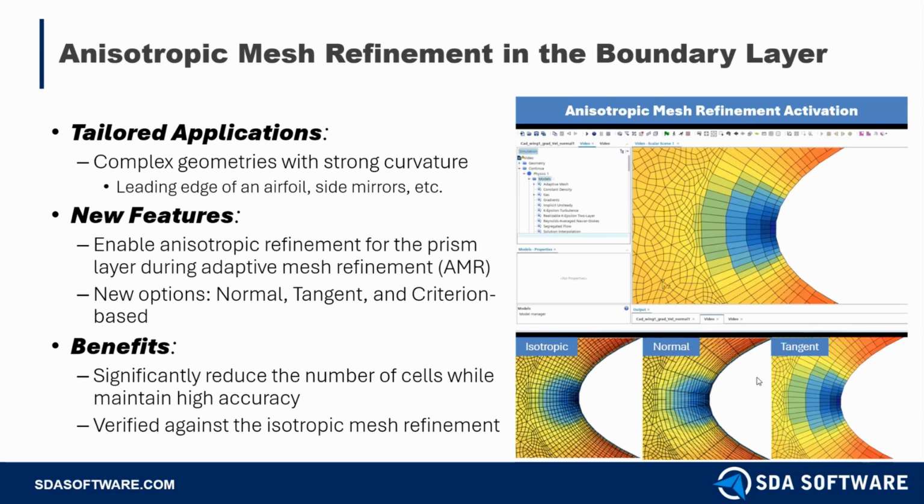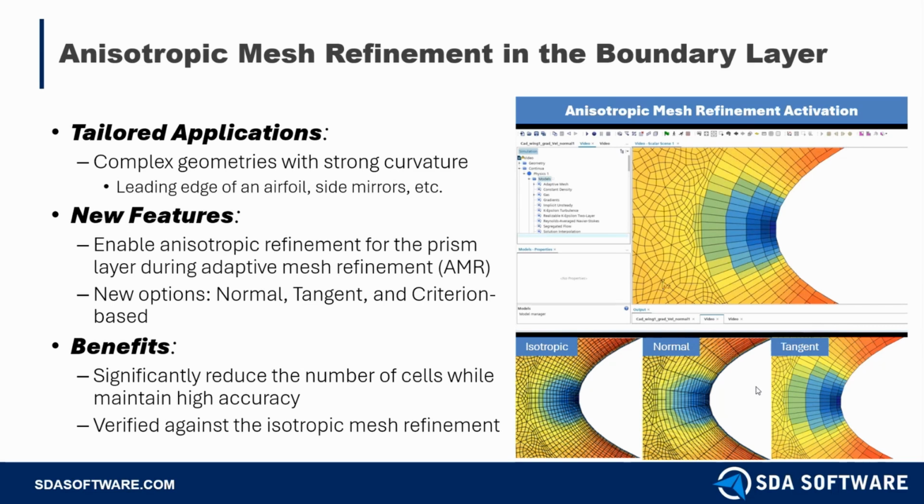In this version, there are 3 new anisotropic options. They are normal, tangent, and criterion based. In the bottom right corner, you can see how different prism cell refinement affects the prism layer mesh. The normal option would refine the prism layer mesh normal to the wall, but coarsen the mesh tangent to the wall. Vice versa, the tangent option will refine the prism layer mesh tangent to the wall, but coarsen the mesh normal to the wall.